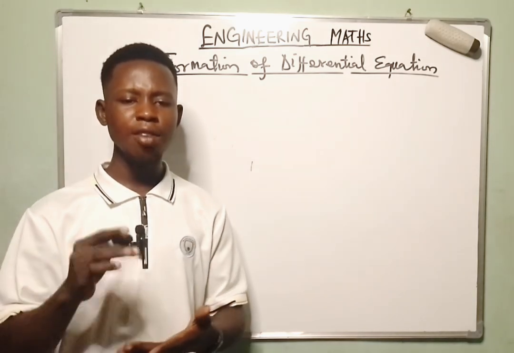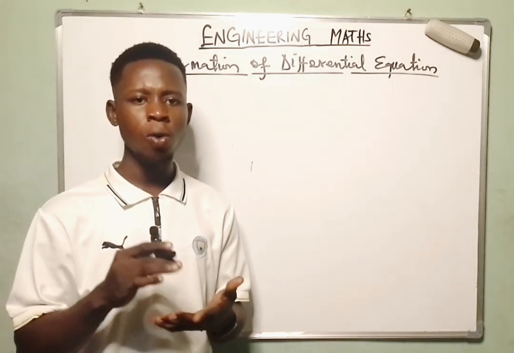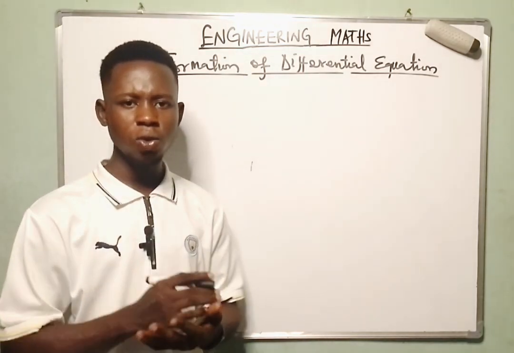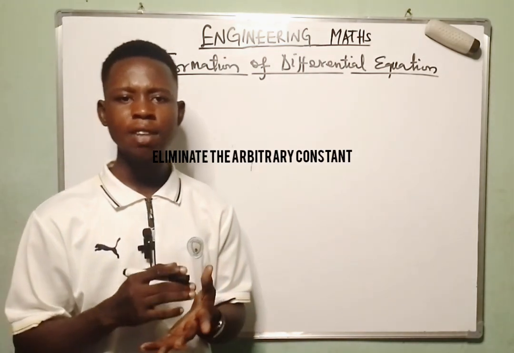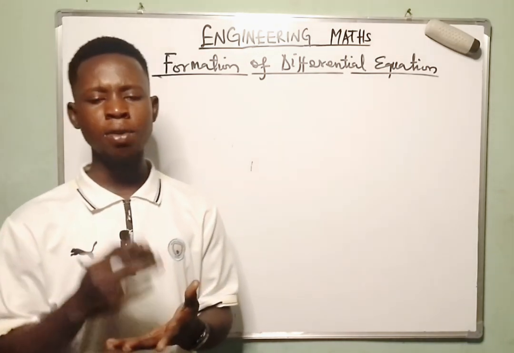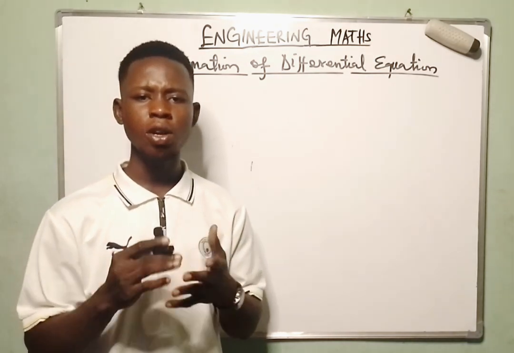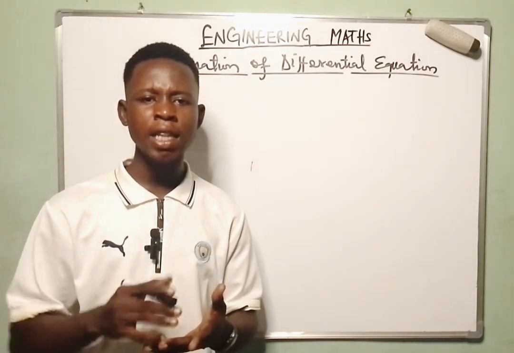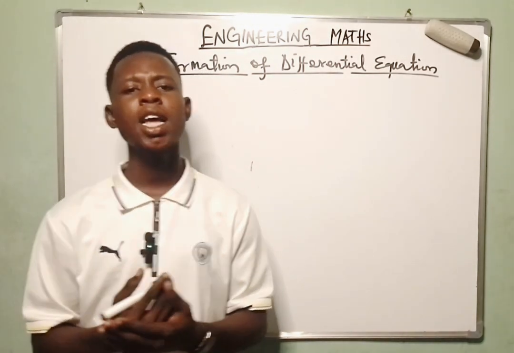When you have differentiated as many times as there are arbitrary constants in your function, the last thing you will do is look for a way to eliminate those arbitrary constants. When you are able to eliminate them, you have formed your differential equation. And the more constants, the higher the order of your differential equation.